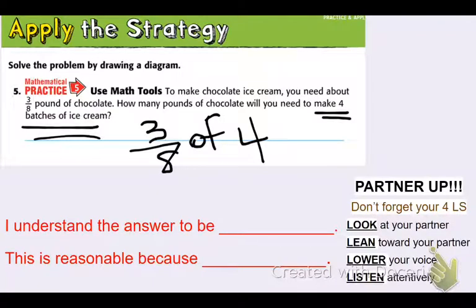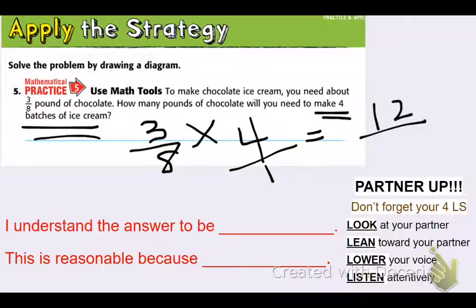Okay, well, in order to solve this, I'm going to put my plan in action. And my plan is to multiply. I'm going to go ahead and times 3/8 times 4 over 1. If I put 4 as my numerator and 1 as the denominator, it doesn't change the value of my fraction. So 3 times 4 is 12. 8 times 1 is 8.